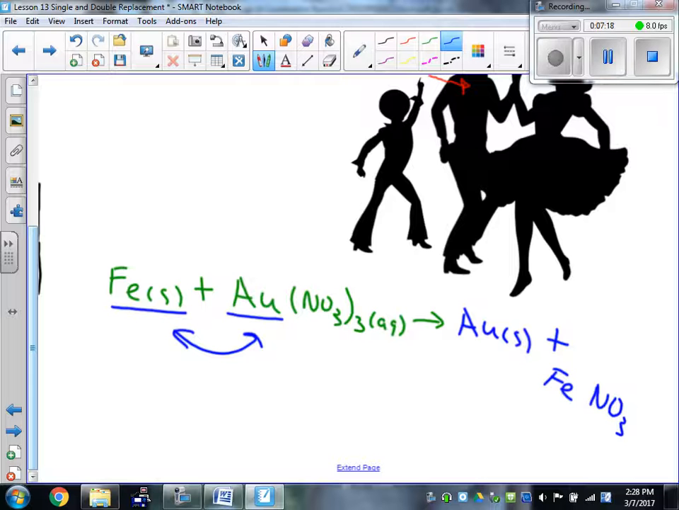So if you look on your periodic table, iron 3 comes first. Yes, 3+ comes before 2+. So the most common charge of iron is 3+. So that's what I need to write down here. 3+, nitrate is a 1-. Okay, and I'm going to put an AQ there.